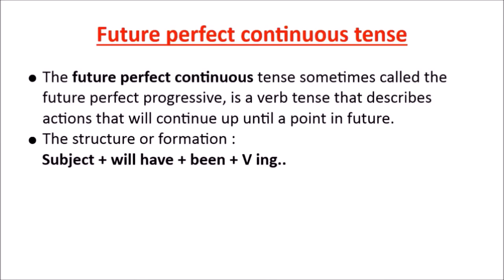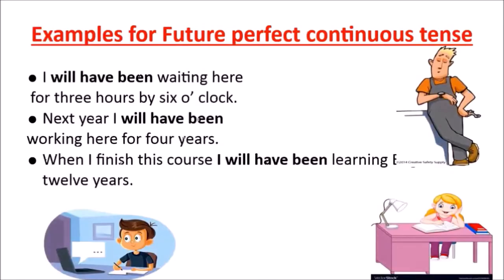Okay. So I have given the structure or formation for this future perfect continuous tense. Look at the structure. Subject plus will have plus been plus verb-ing. So, this is the structure. Now let's learn some examples for future perfect continuous tense. Look at the first example.